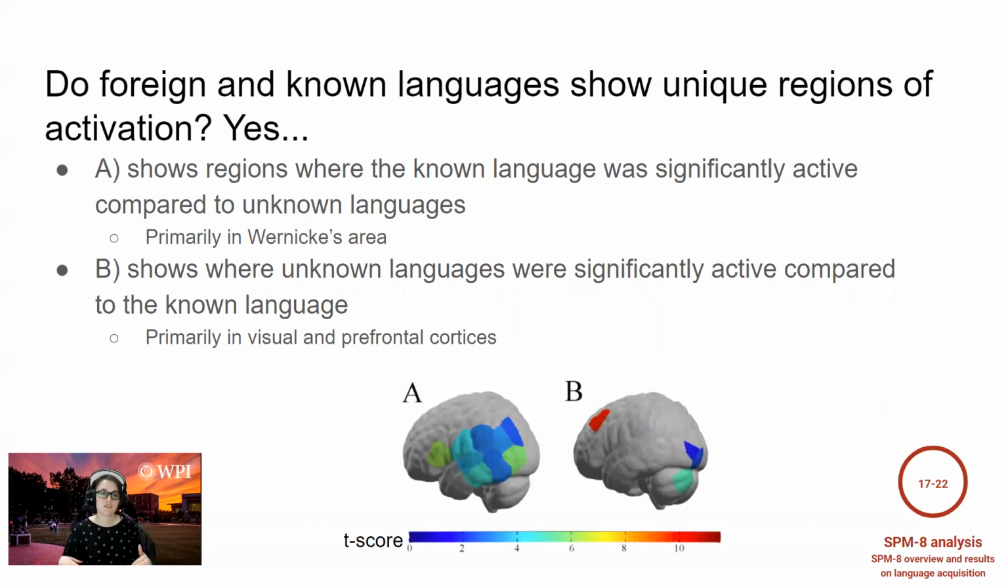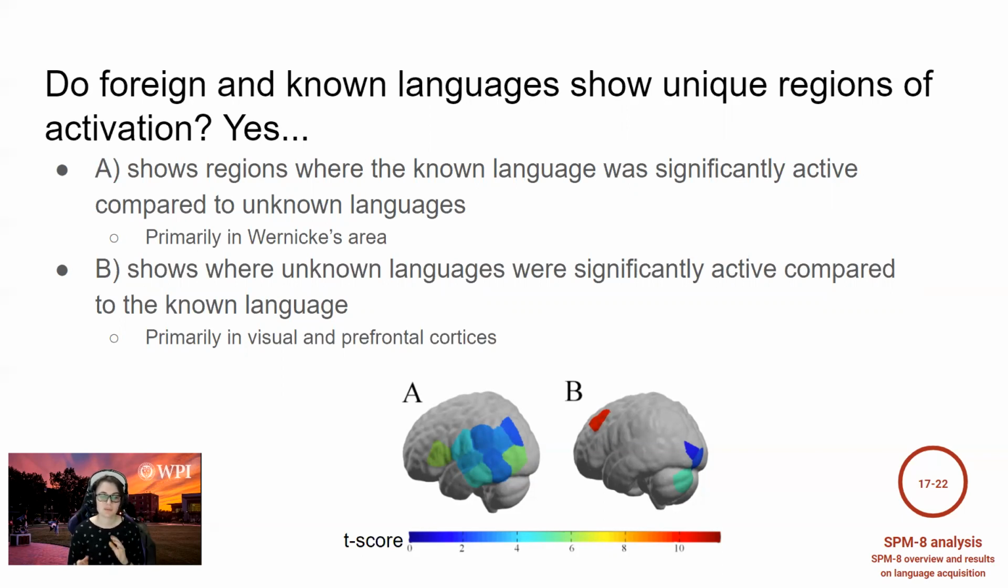So going more in depth into the figures that I'd shown before, do foreign and known languages show unique regions of activation? Yes, they do. Figure A shows the region where known language was significantly active compared to unknown languages. So this is primarily in Wernicke's region, extending a little bit back into the visual cortex, whereas unknown languages did actually show some significance, as we saw before, in the prefrontal cortex and the visual cortex.